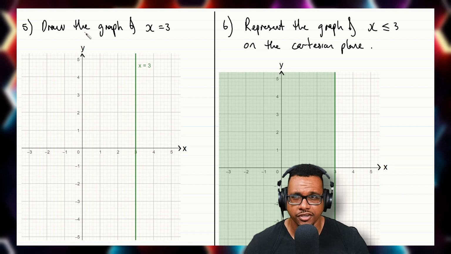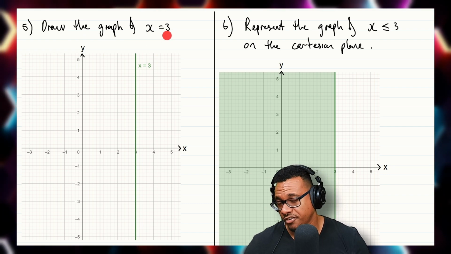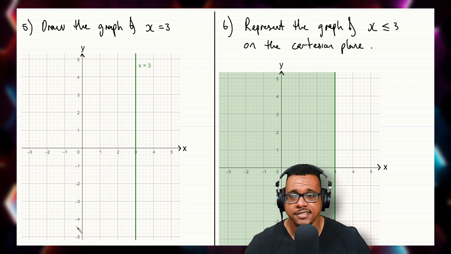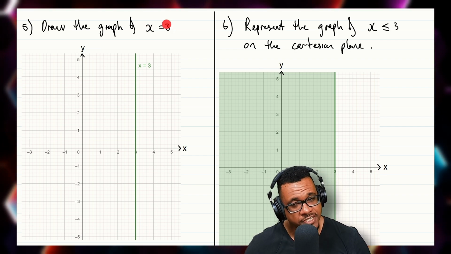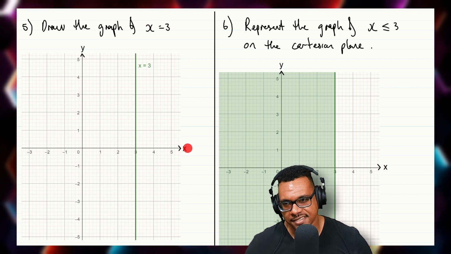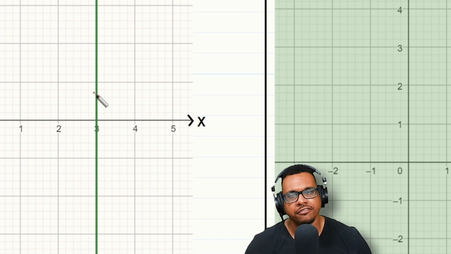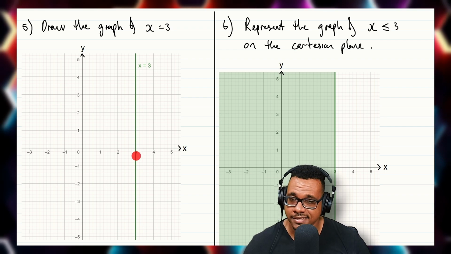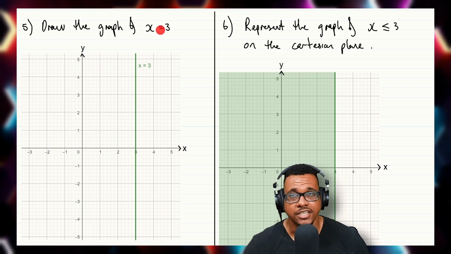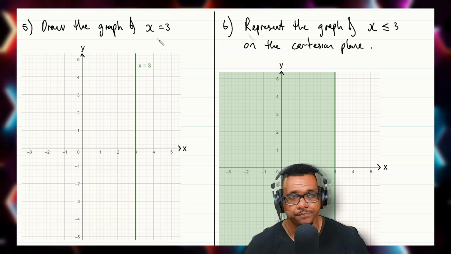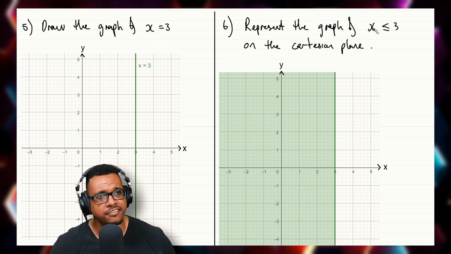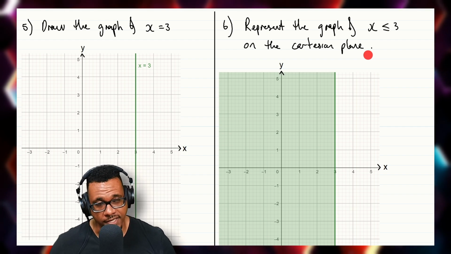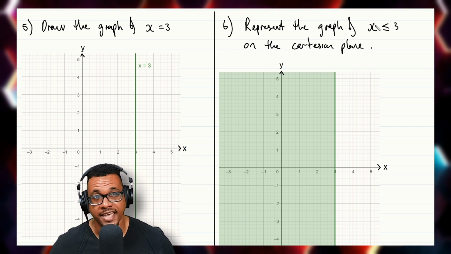For this one, we have to draw the graph of x is equal to 3. Again, we have our Cartesian plane, our x-axis and y-axis. Since it's x is equal to 3, we look for 3 on the x-axis, that's right here, and we draw a solid vertical line passing through 3 on the x-axis. So this is an equation. Now for the inequality, we have to represent the graph of x is less than or equal to 3 on the Cartesian plane. Again, we'll draw our boundary line, which will be x is equal to 3.